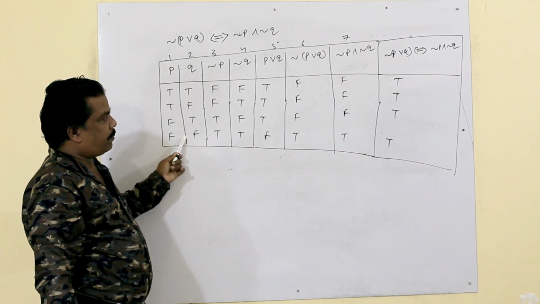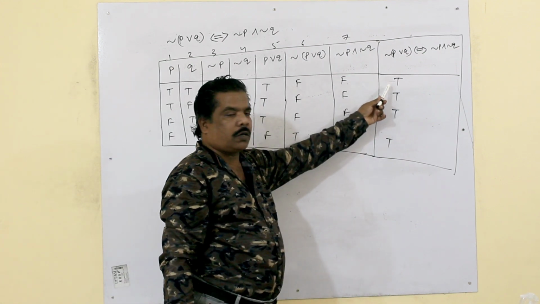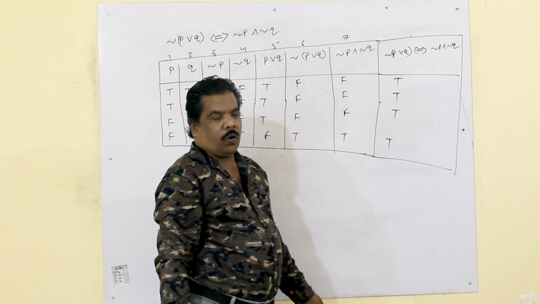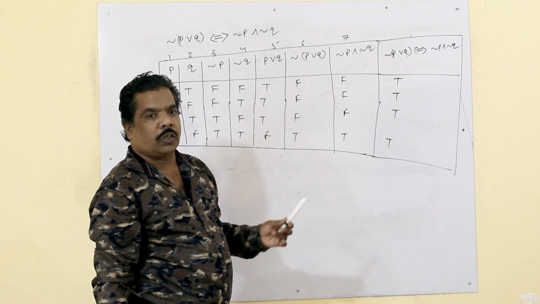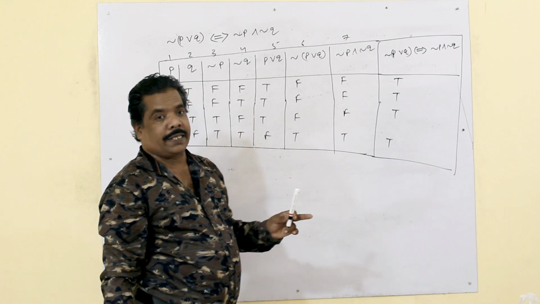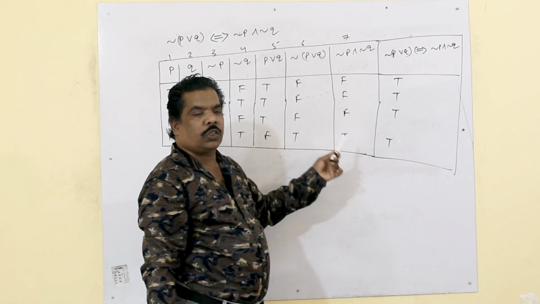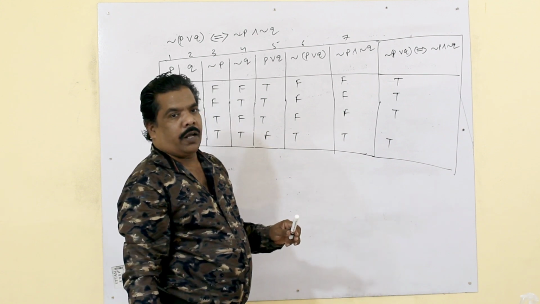That is irrespective. But the truth value of the compound statement is always true. When the truth value of a compound statement is always true, then it is called tautology. If always false, then it is called fallacy. And if it is neither tautology nor fallacy, it is called contingency.